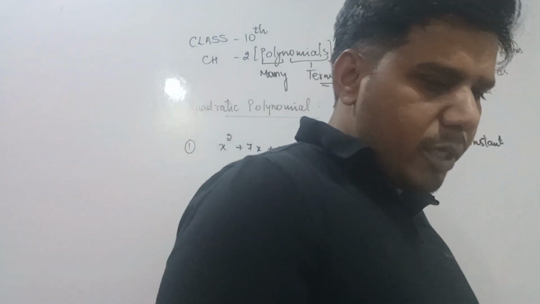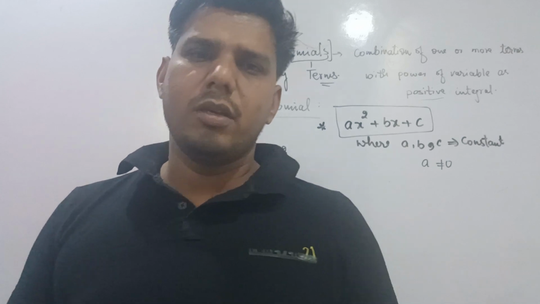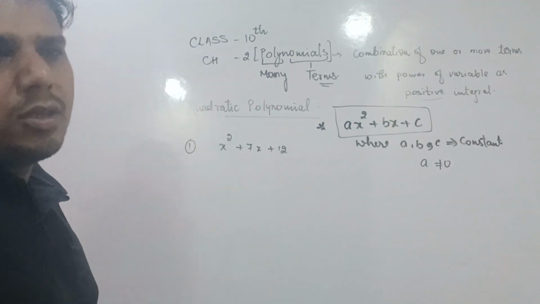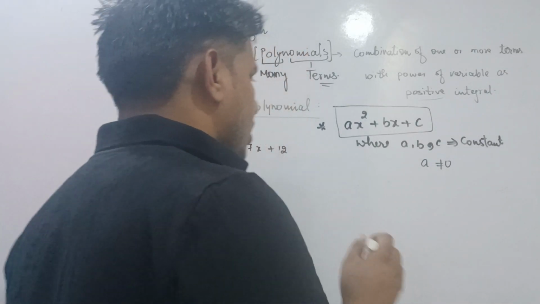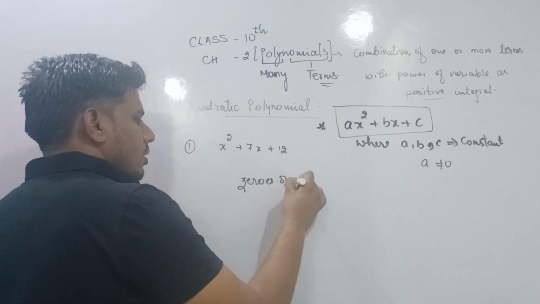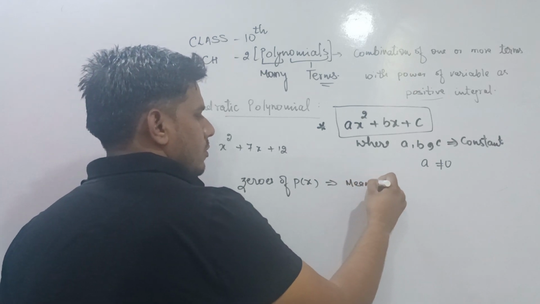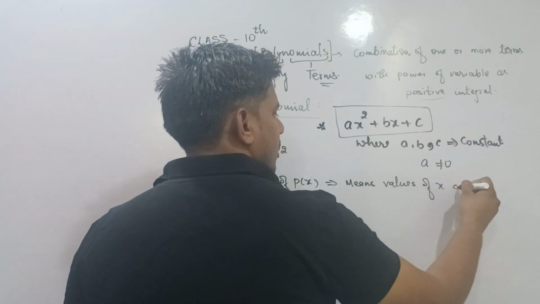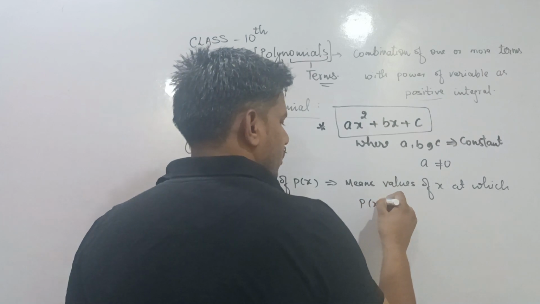In reference to the quadratic polynomial, we have two zeros of every quadratic polynomial. If we have this as the quadratic polynomial, we will have two zeros of this polynomial. You all know zeros. In the 9th class, you have studied about the zeros of polynomial. Zeros of p(x) means values of x at which p(x) is equal to 0.